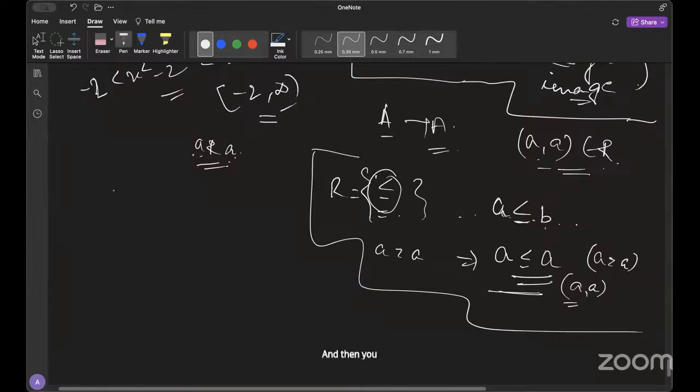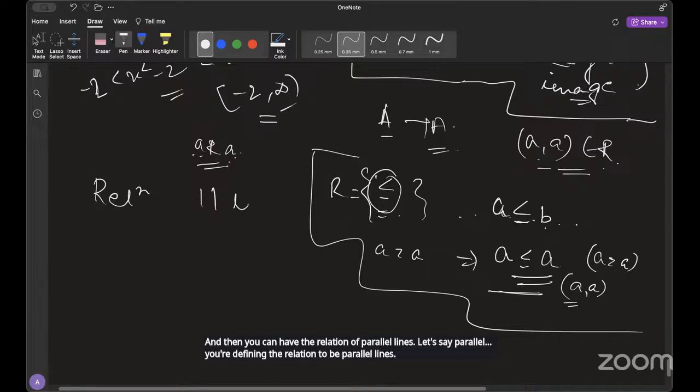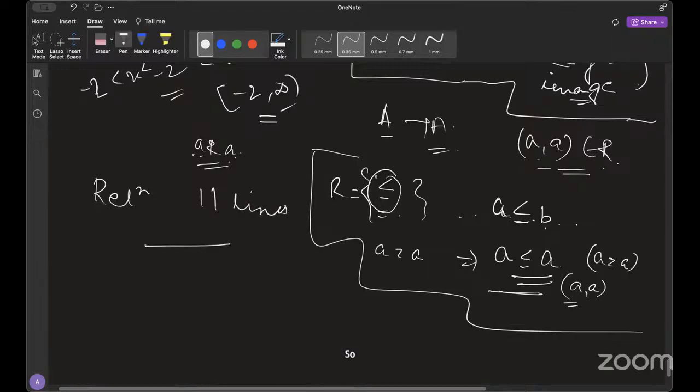And then you can have the relation of parallel lines. Let's say you're defining the relation to be parallel lines. So every line is parallel to itself. If you have studied the concept of parallel lines, this is what parallel means: the perpendicular distance between the two lines remains the same. That's what parallel lines are. So a line is always parallel to itself.